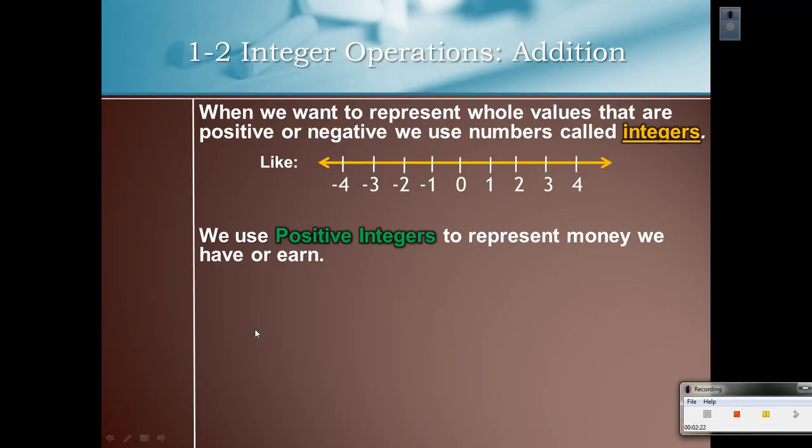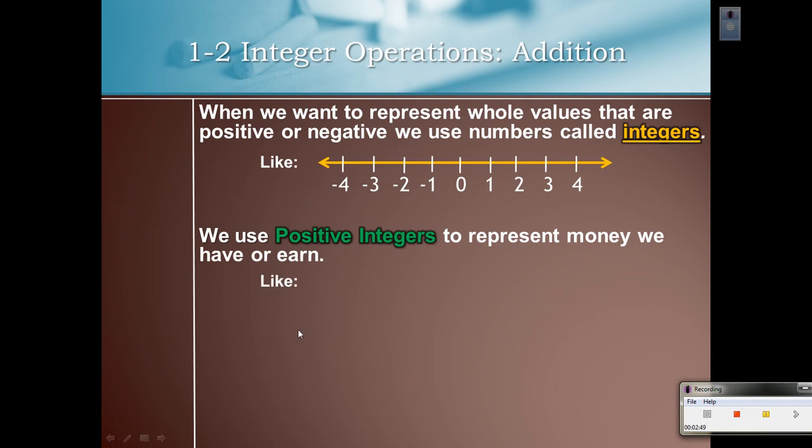The next main idea is to fill in that blank. We use positive integers in real life. In this case, I'm going to be talking about money, because everybody loves them some money. We use positive integers to represent money that we have or earn. So if you earn money, think about that. Is that a positive thing? Yes, it is, because that's more money in your pocket and your wealth increases.